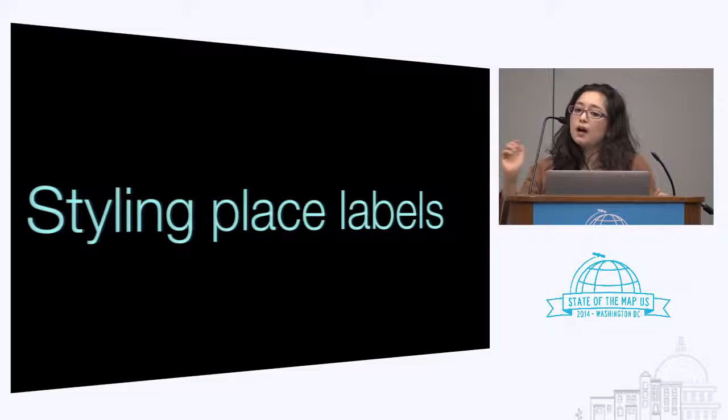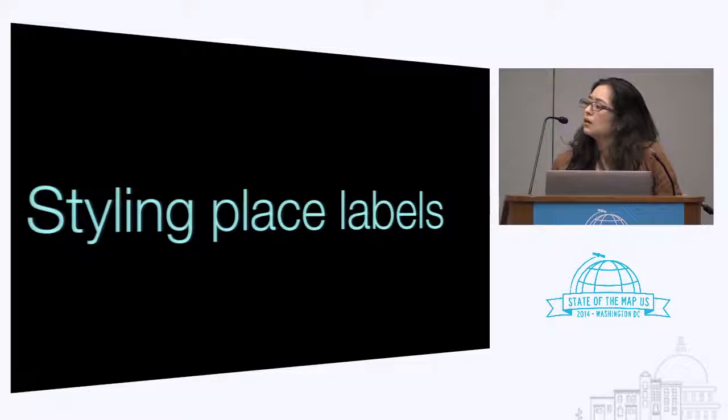And then the other thing I want to quickly use as an example, because I also think it's a really prominent feature in a lot of maps, is place labels. So like country names, cities, towns, villages, neighborhoods, etc.